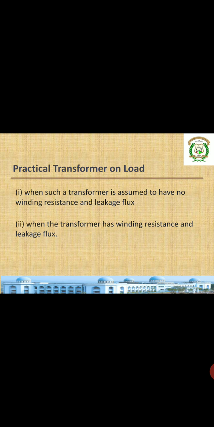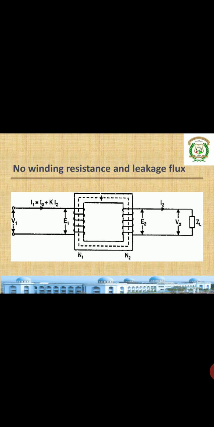So now this is what we are seeing in the practical transformers on load. In ideal transformers on load. Now we will see how a practical transformer responds to a load. In practical transformers, we will take two cases. Initially, the practical transformer is assumed to have no winding resistance and leakage fluxes. And second, the transformer is having winding resistance as well as leakage fluxes.